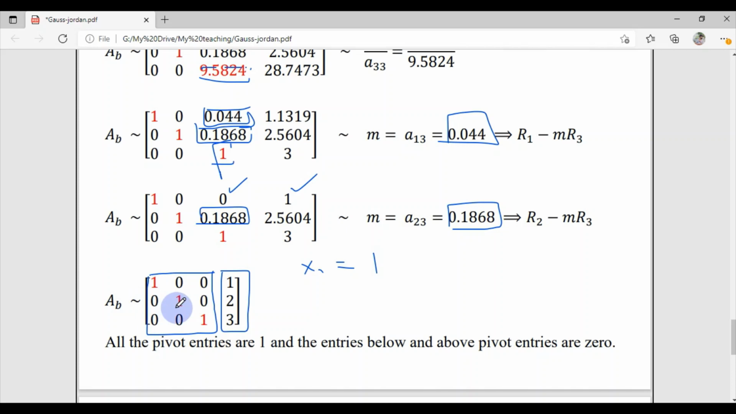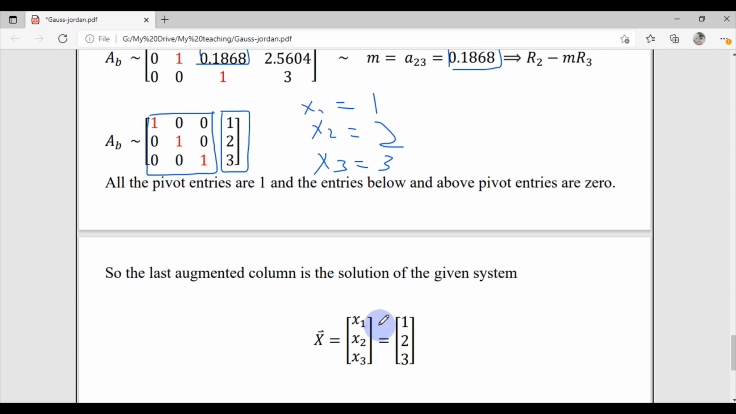Also in row 2, I'm only left with x2, so x2 is simply 2 in this case, and in row 3 I am only left with x3 because I eliminated all the other variables, and x3 is simply 3. So this is the solution of the given system. So this is how the Gauss-Jordan method works.